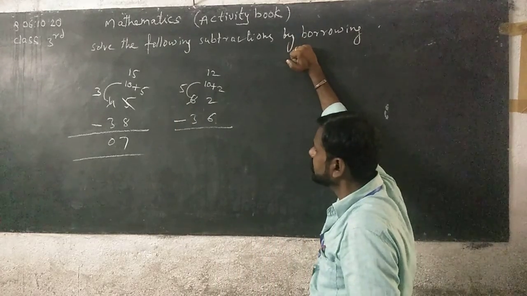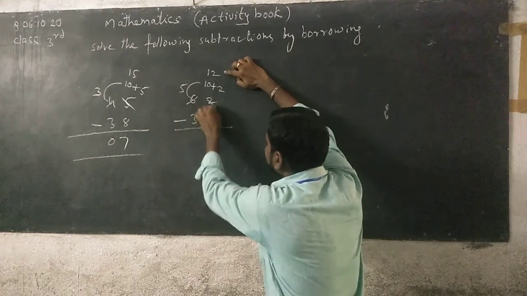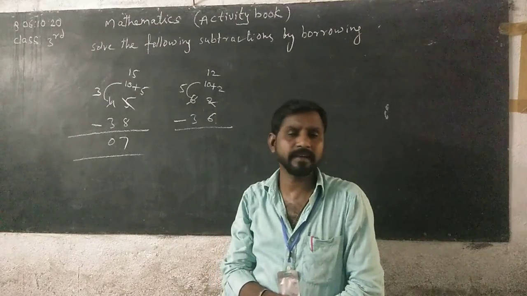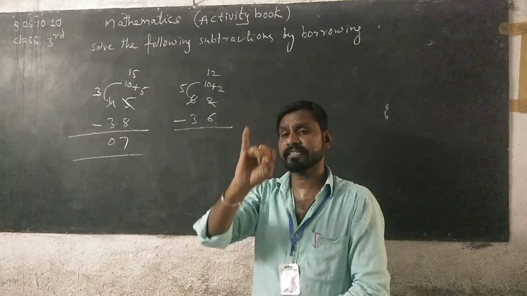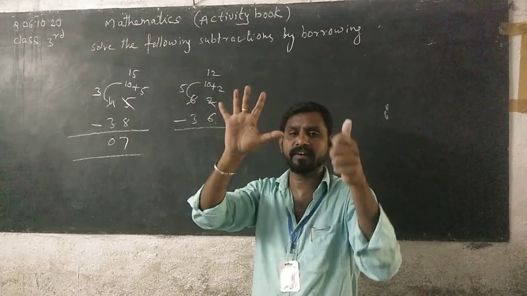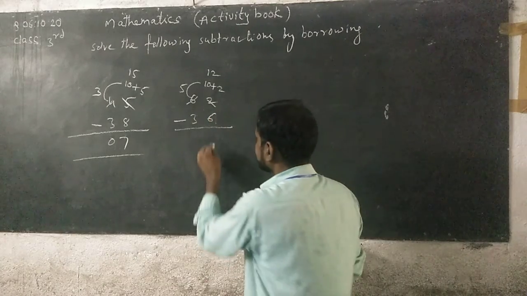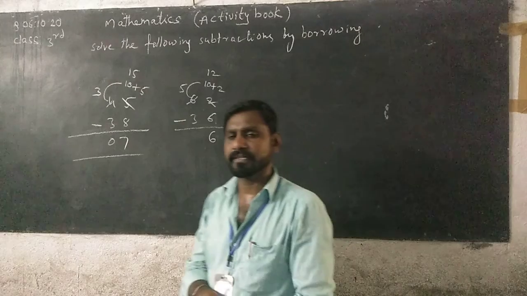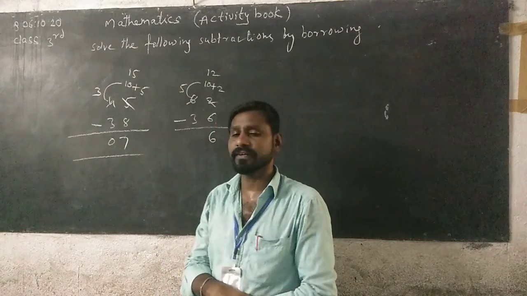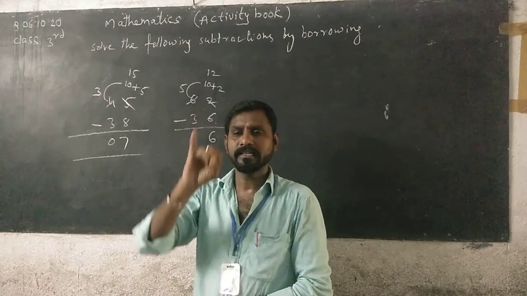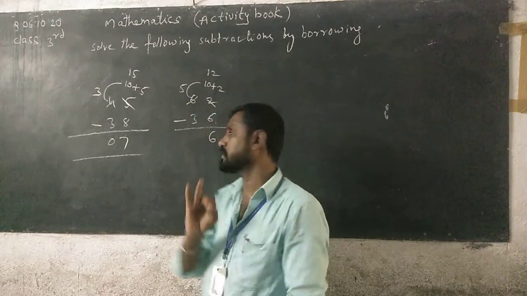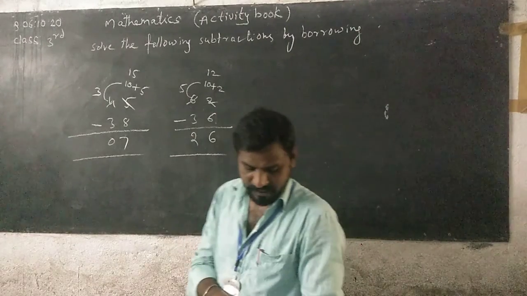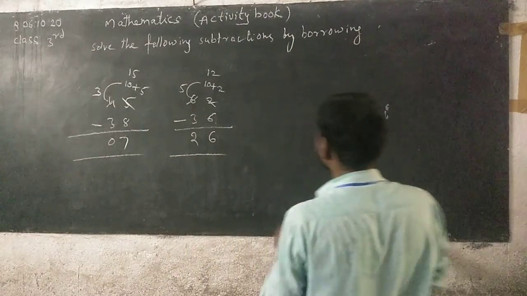See here. Now, 12 minus 6. You can count 6 after up to 12, 6 after 7, 8, 9, 10, 11, 12. What do we get? 6. Next 5 minus 3. It is possible. 5 is greater than 3. So you can count after 3 up to 5, 3 after 4, 5. So you get 2. So what is the difference? 26.